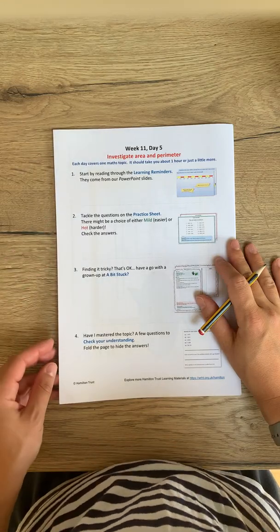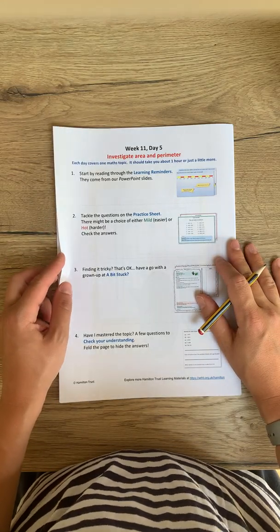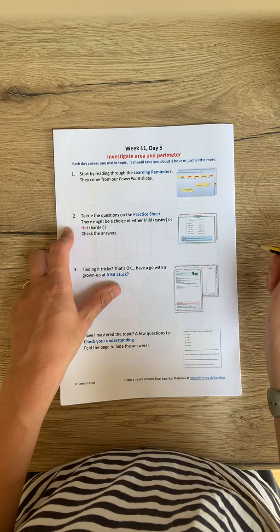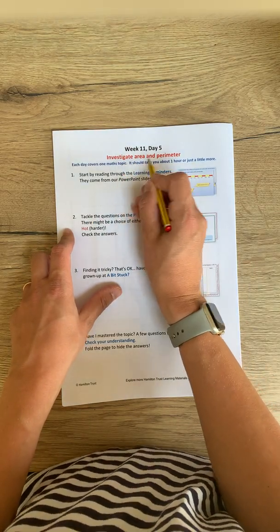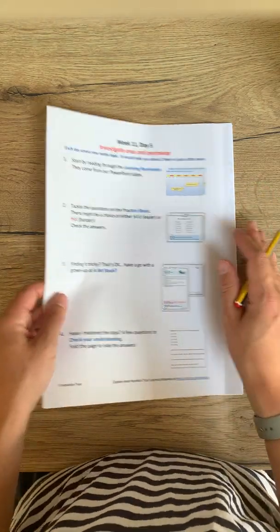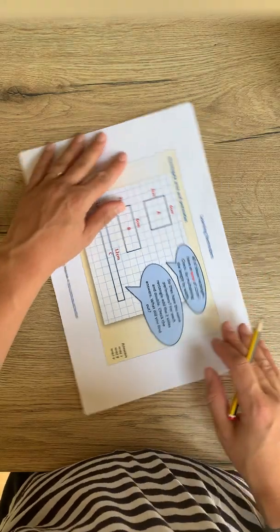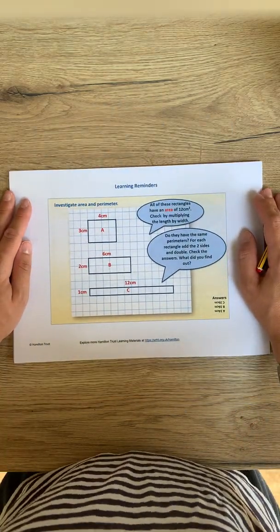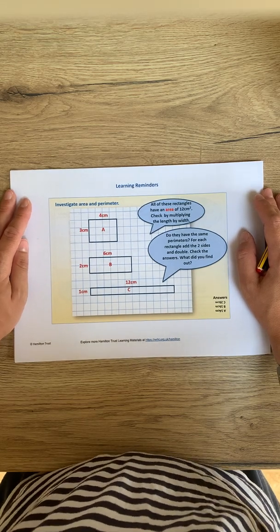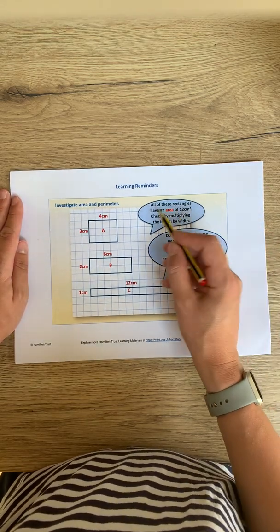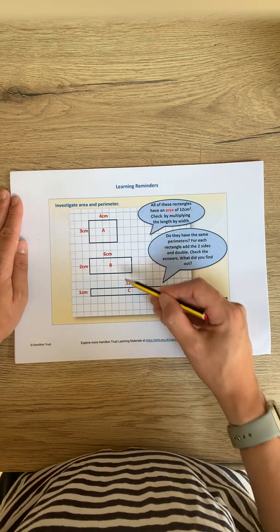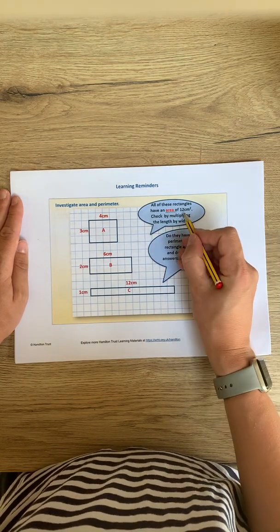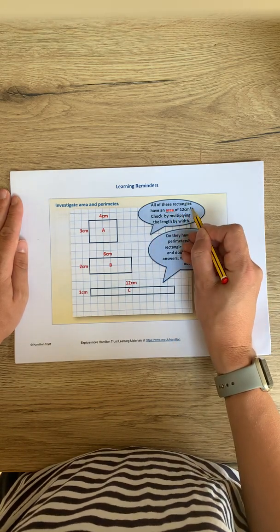We are going to be combining our learning both from last week and this week, and today we're going to be looking at investigating both the area and perimeter of shapes. So just to recap how we work out the area of something, because obviously this week we've been solely looking at perimeter. All of these rectangles, A, B and C, have an area of 12 centimetres squared.